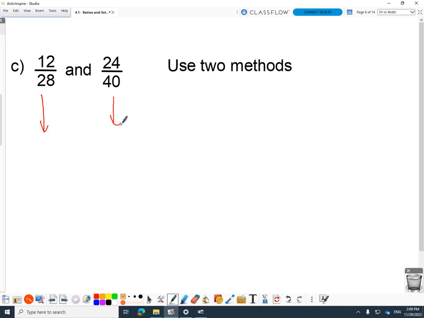What divides into both 12 and into 28? Lowest terms. We're going to get them both to lowest terms and then compare. Now, those of you who are not sure and this bothers you, you can still use your multiplication table. I'm going to get my multiplication table out here, and I'm going to look for a column that has both 12 and 28 in it.